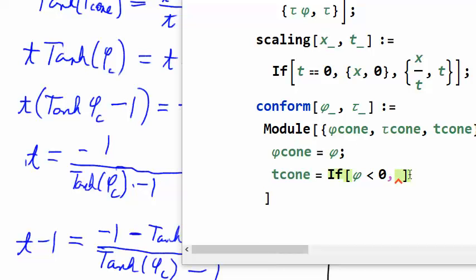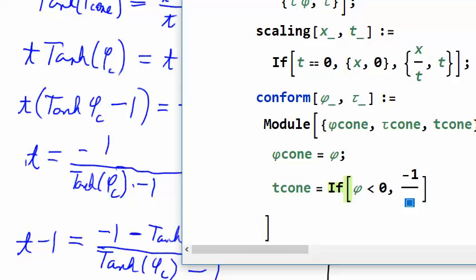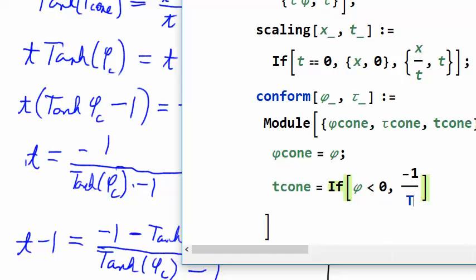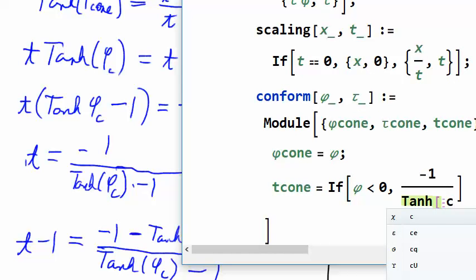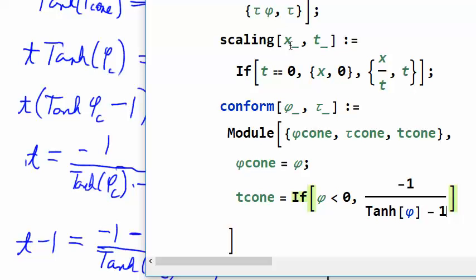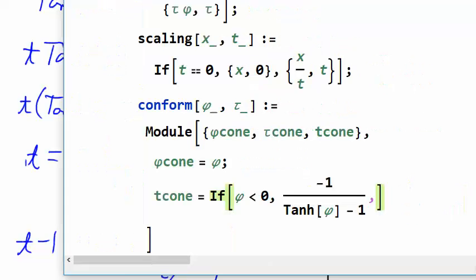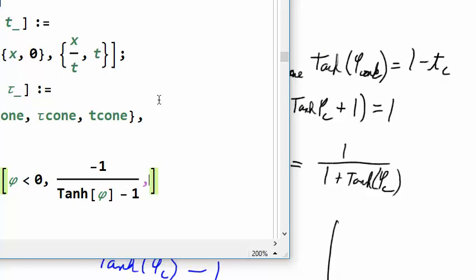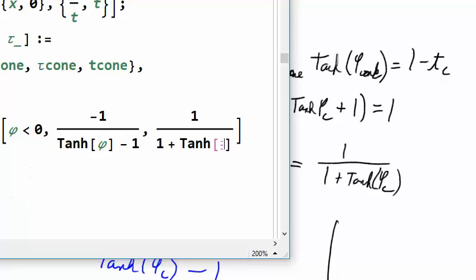which is, if phi is less than 0, then we'll have -1 over tanh phi minus 1. And then if not, it's going to be, what was our other version? 1 over 1 plus tanh of phi.